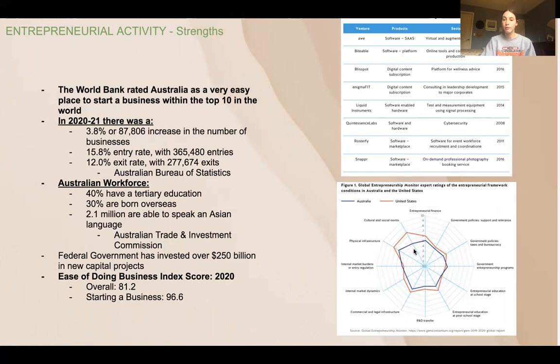Looking at the bottom right-hand photo here, this shows a layout between the United States and Australia's entrepreneurial ecosystems. And so they compete relatively similarly across every field besides here, the cultural and social norms, which I'm going to talk about next. But overall, they are relatively very close competitors with one another, as Australia has grown a lot in their entrepreneurial status with further investments in research and development and education over the past few years, especially.